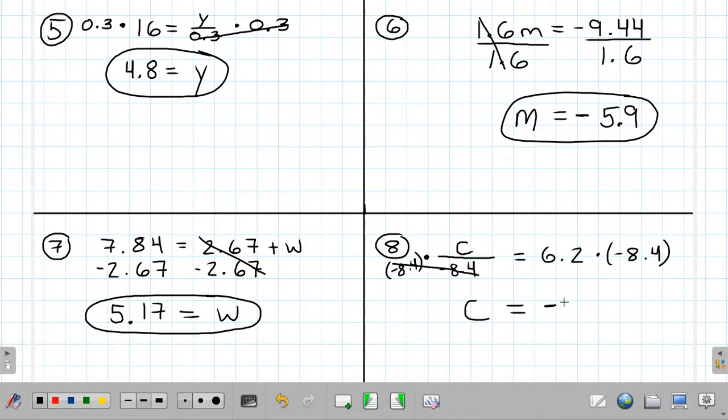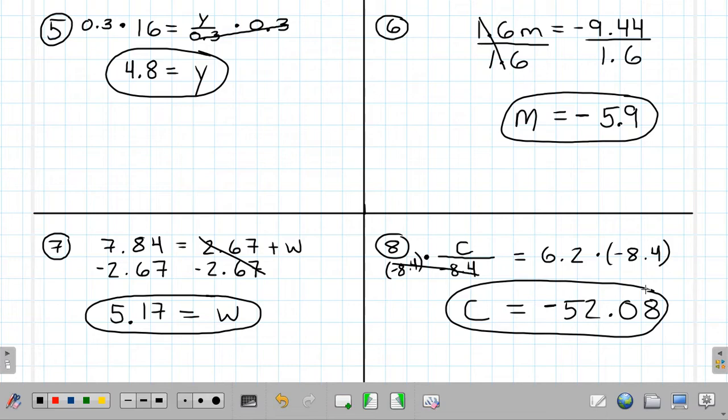Once again, this is kind of a tricky one. So 6.2 times 8.4. Once again, it's a hard one to do in your head, but I'll go ahead and tell you that'll be 52.08. So once again, since one is negative, it's going to be a negative 52.08.